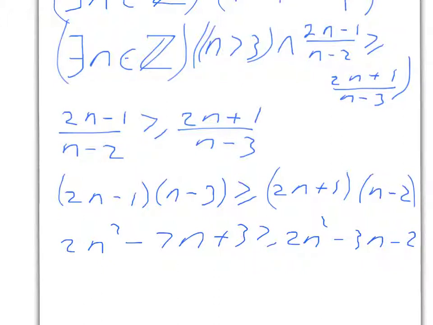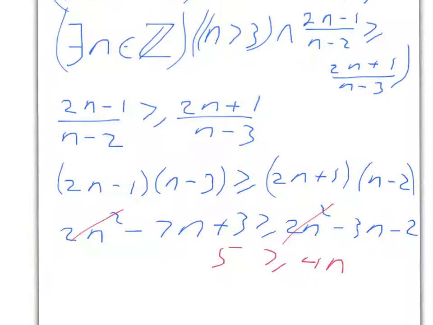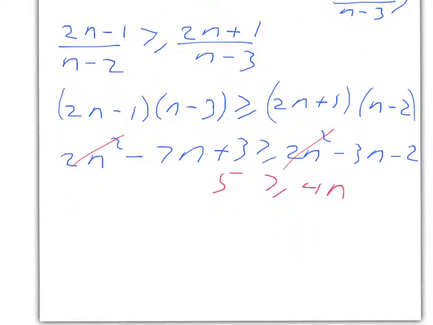And now we can simplify. The 2n squareds go away. And if we bring the 7n to the right and the minus 2 to the left, we get what? We get 4n less than or equal to 3 and 2 is 5. And what can you get from that? That tells you that n is less than or equal to 5/4.